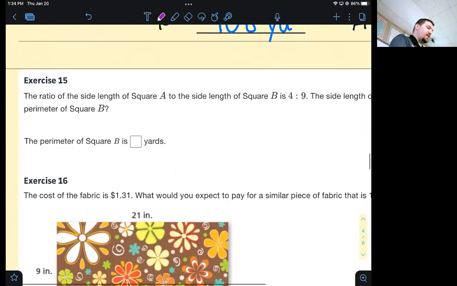Start by writing the ratio of the side lengths to square A to square B, and you'll write 4/9. They give you that ratio.